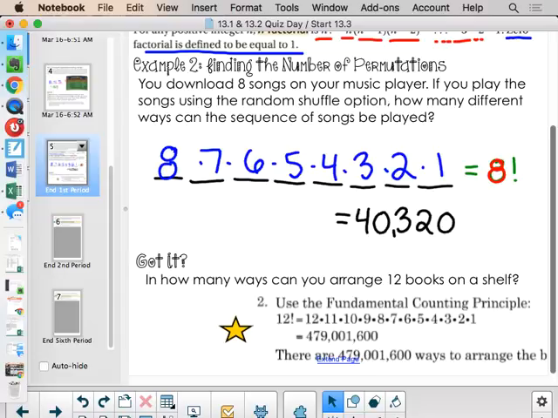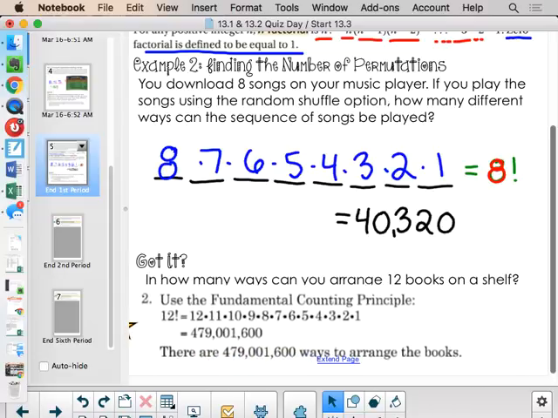So you should have gotten 479,001,600 ways. Awesome. That's a lot. So permutations sometimes get a little bit more picky. There's a little bit more to it because I don't always want to listen to all 8 songs.